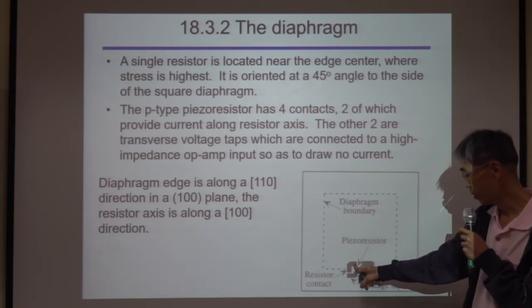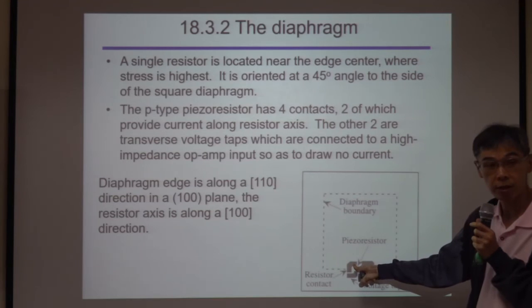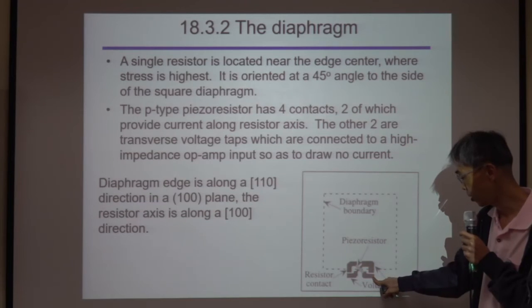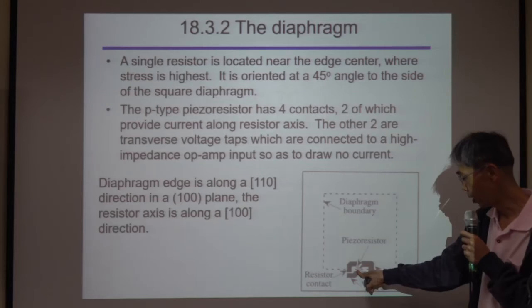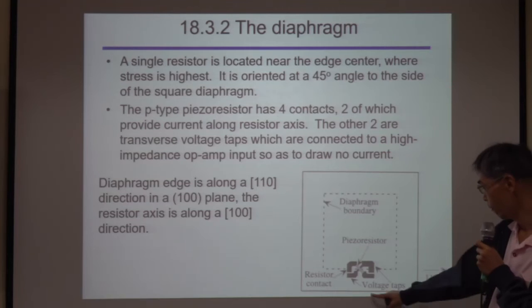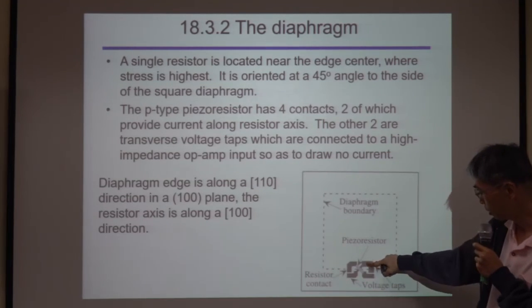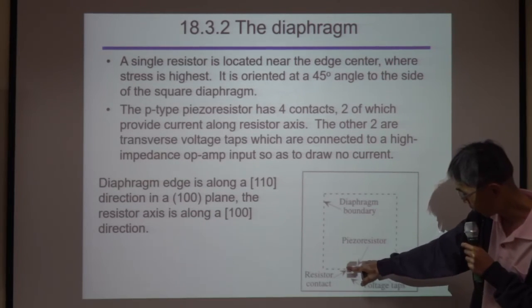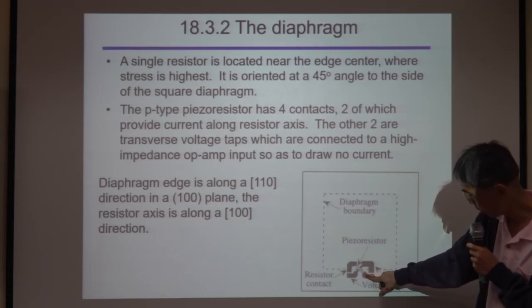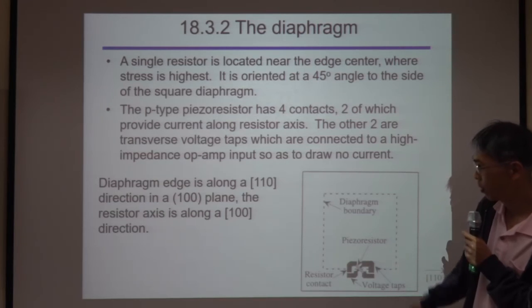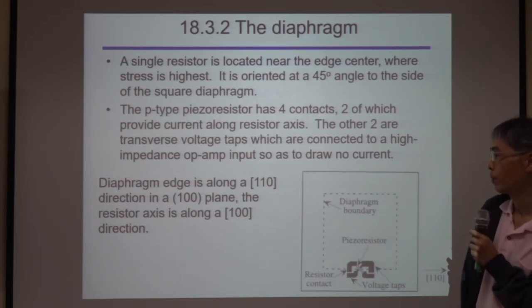And we have current going in from this point to this point. And we have voltage output: one tap and the other tap for voltage output. Voltage taps here and here. This one voltage, this one voltage. And the current goes in from this electrode, goes to this electrode. And this is the 110 direction on a 100 wafer.